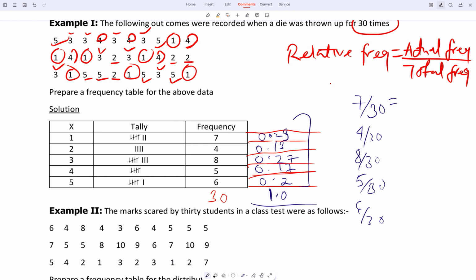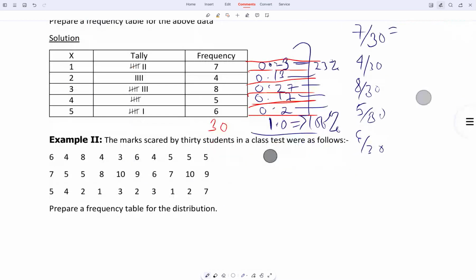So once you get 1.0, this is the same thing as saying 100%. That means your data is 100% accurate. This is the same thing as saying 23%, 13%, 27%, 17%, 20%. If you add everything together, you will also get 100%. But if you put it in decimal, you should get approximately 1.0. Do you understand that? So that's how to find your relative frequency.